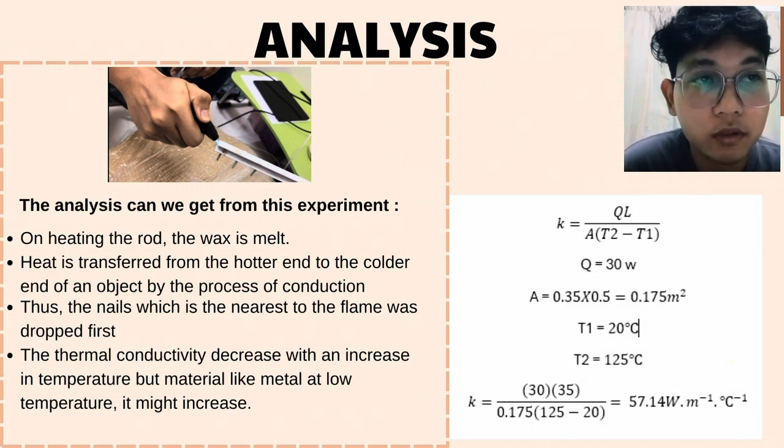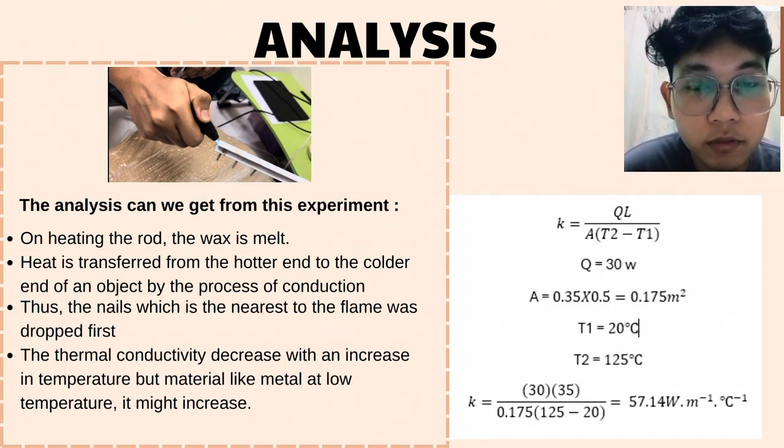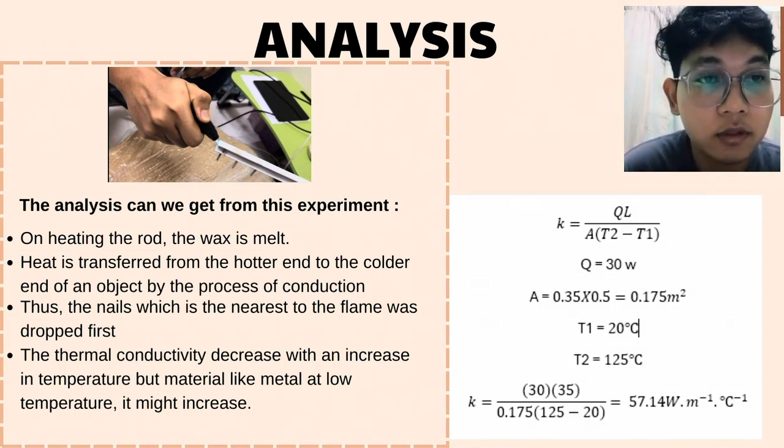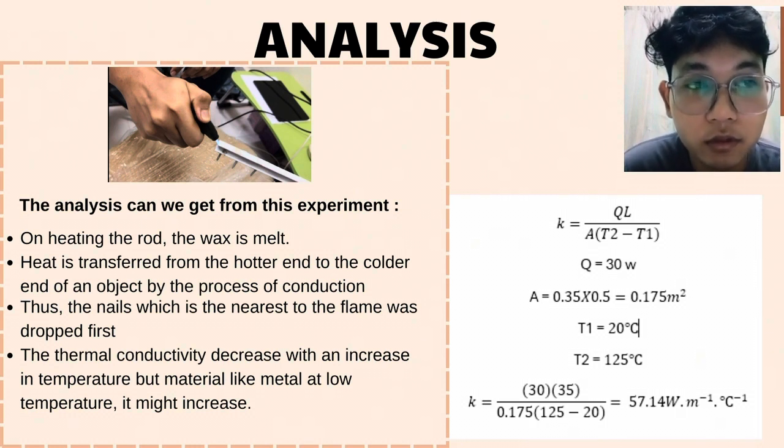So from the analysis we can get from this experiment, the thermal conduction of a metal rod. On heating the rod, the wax is melted. Heat is transferred from the hotter to the colder end of an object by the process of conduction. Thus, the nail which is the nearest to the flame dropped first.